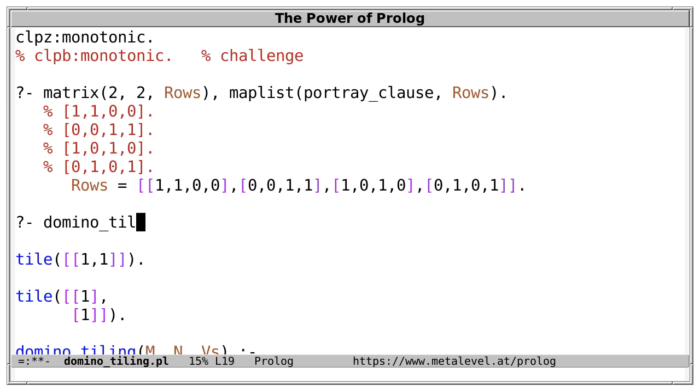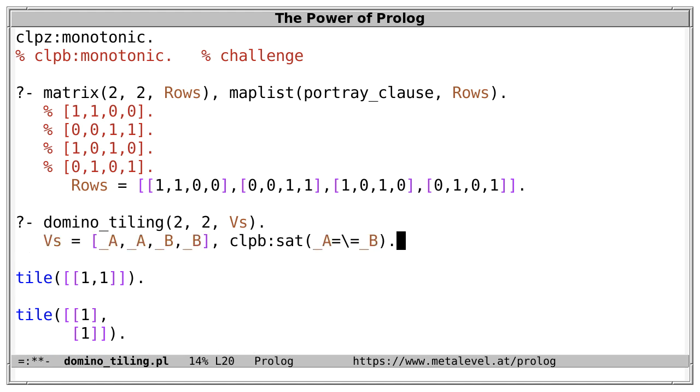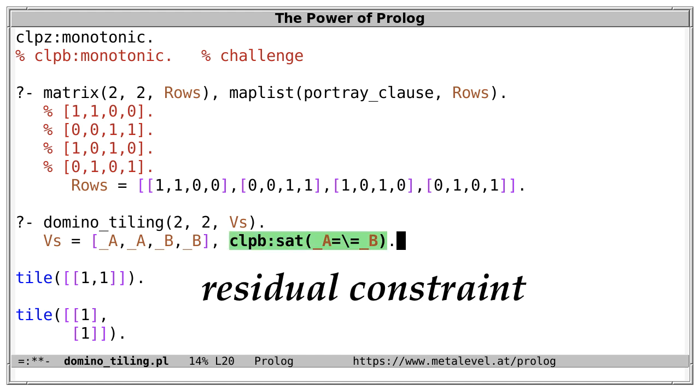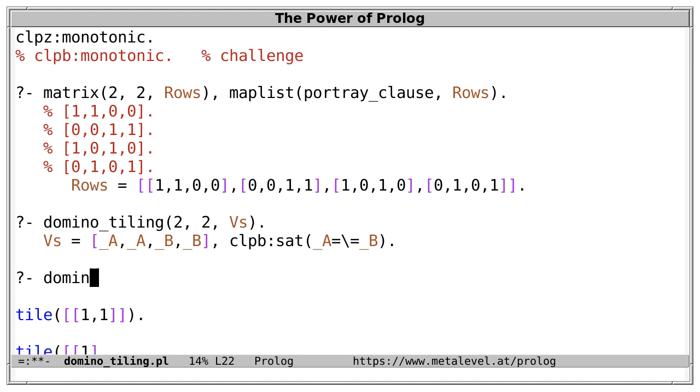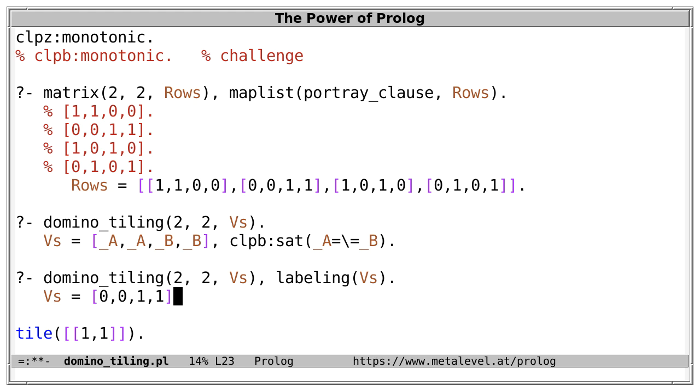Now, what about the domino tiling on such a board in general? We get an answer, not a concrete solution, but with variables. And also a remaining constraint on the variables. This is called a residual constraint or residual goal, because it must hold for every solution. And to get concrete solutions, we can use labeling with one argument. This is CLP(B) labeling, not CLP(Z) labeling, which has 2 arguments. And now we have a concrete solution.